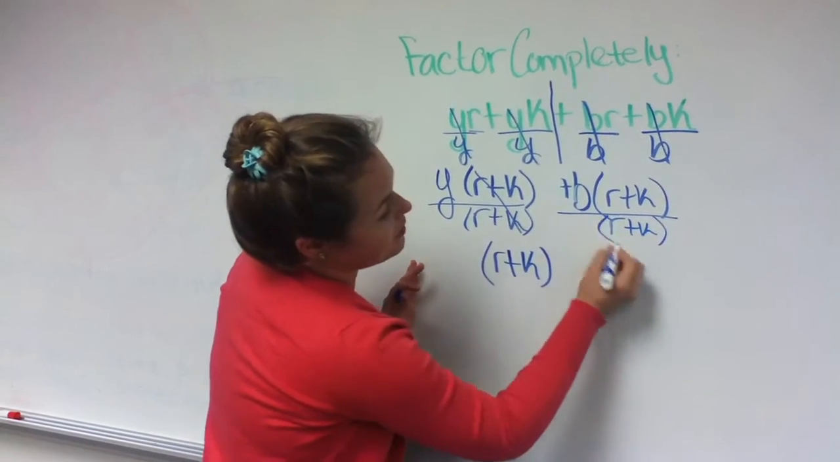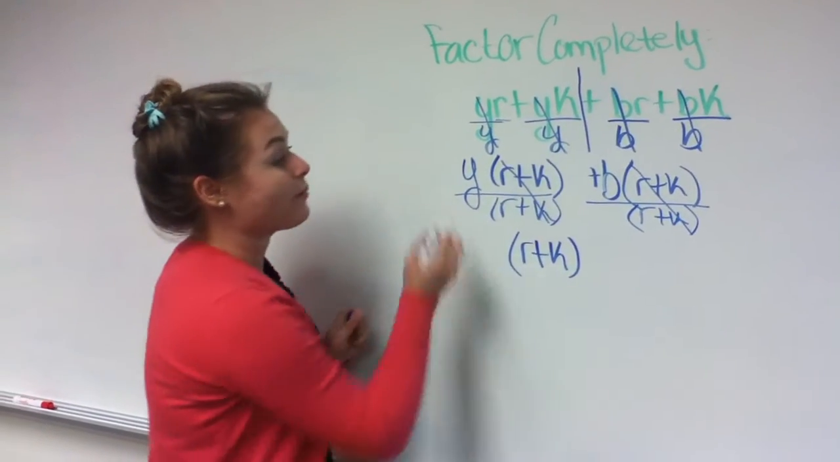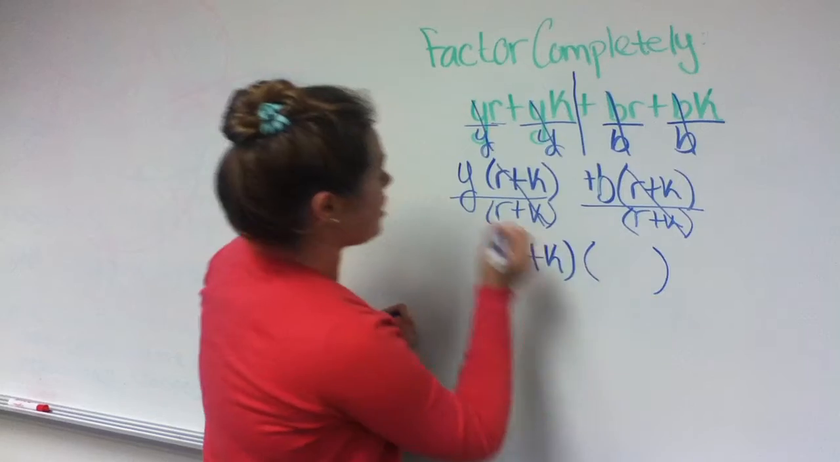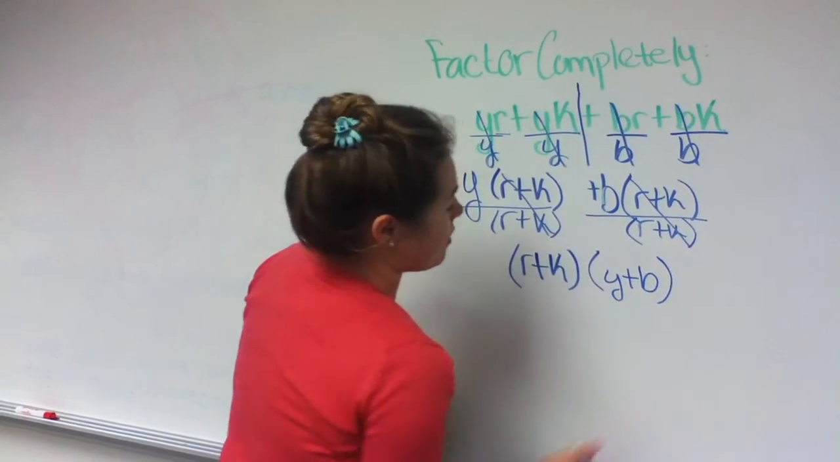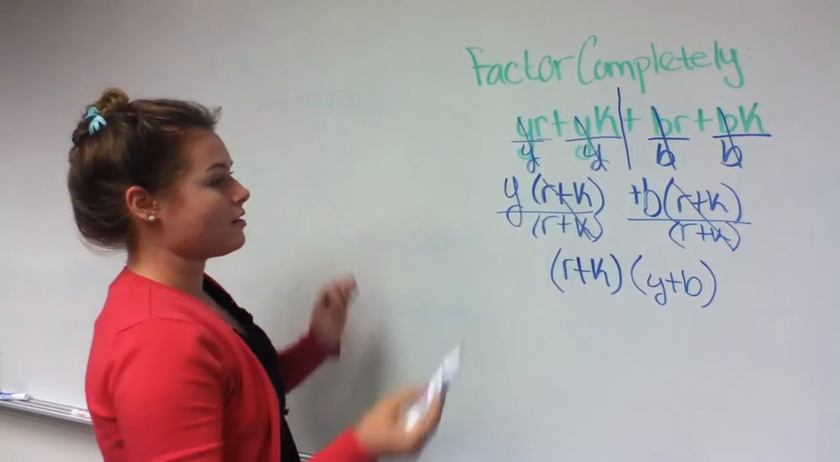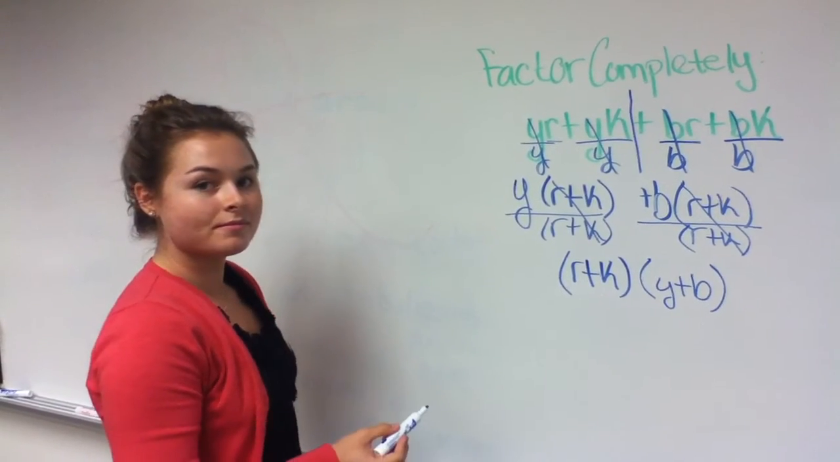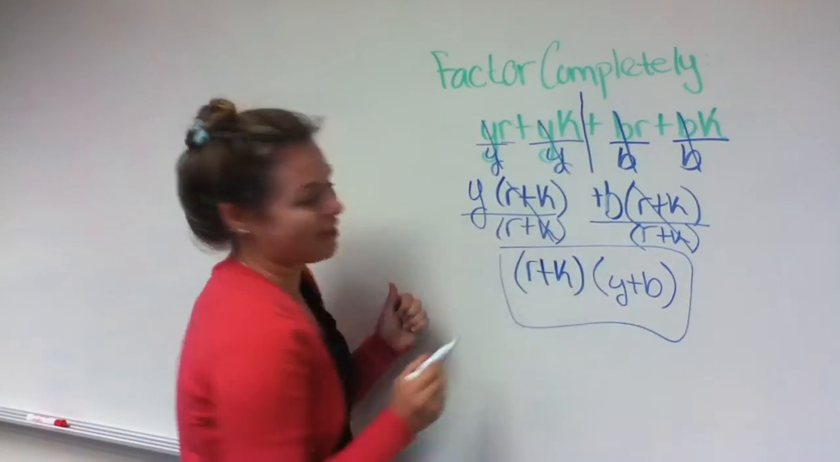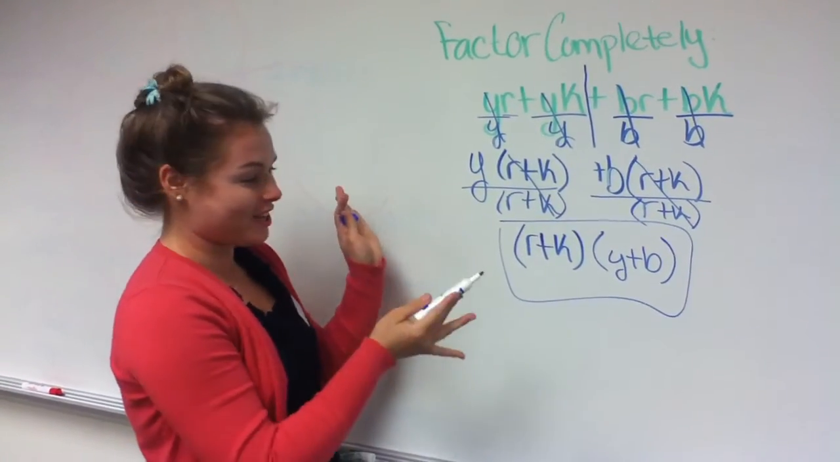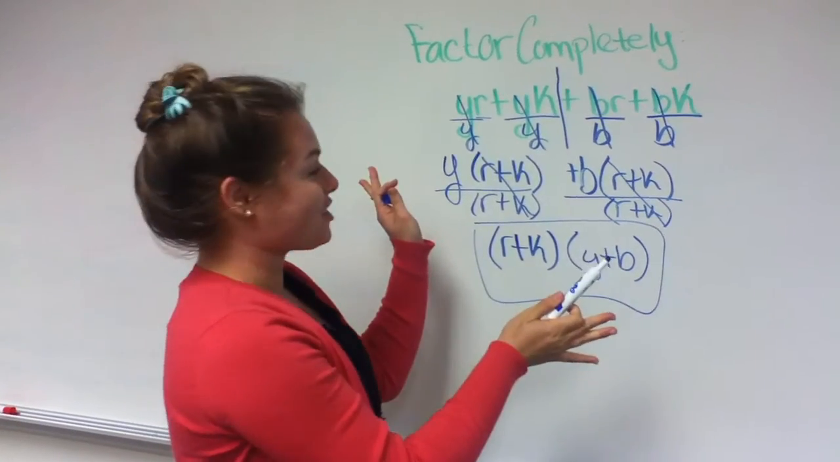I like to line it up this way, it's easier to just cancel. Okay, now in another set of parentheses, you're going to put what's left over, which is y plus b. And that is factoring by grouping. And then we're going to go ahead and check it, because that's the smart thing to do, to make sure you have done your group factoring correctly.